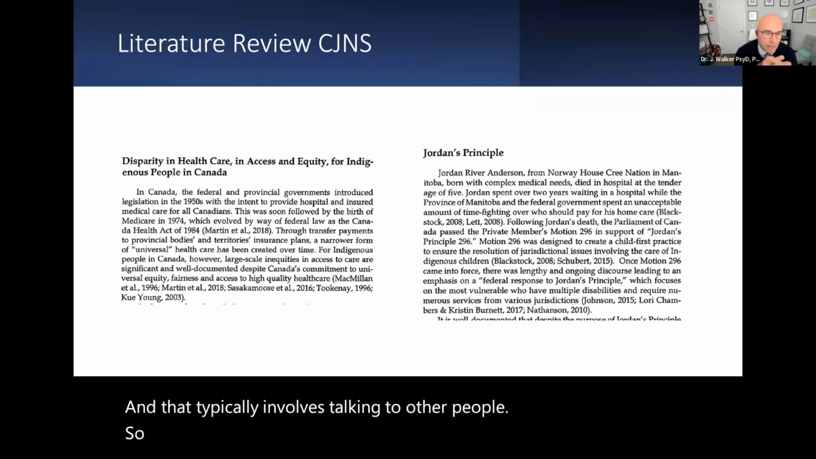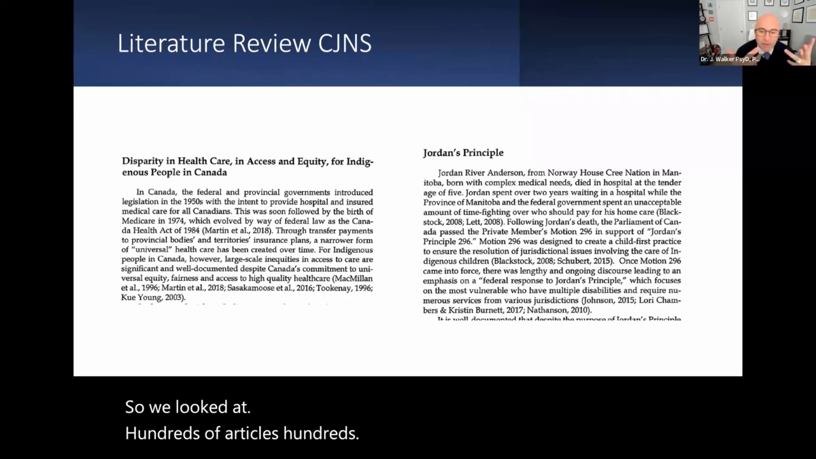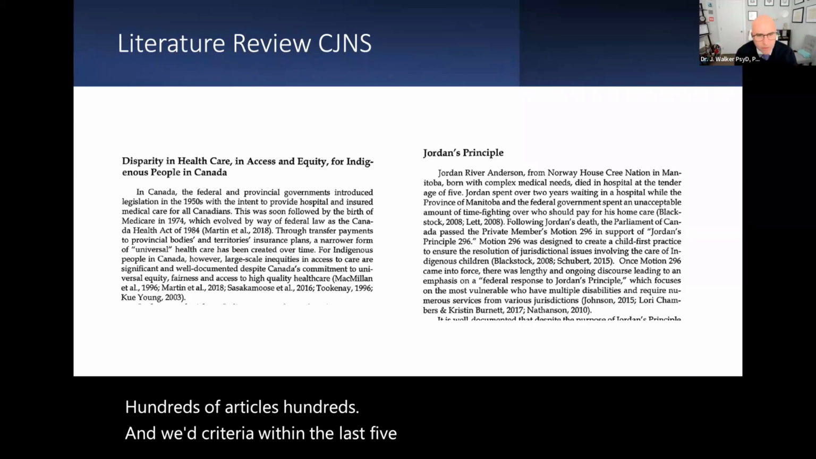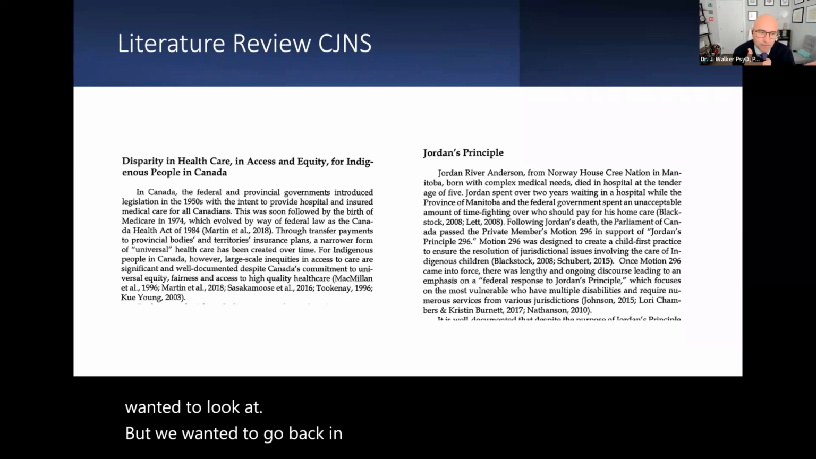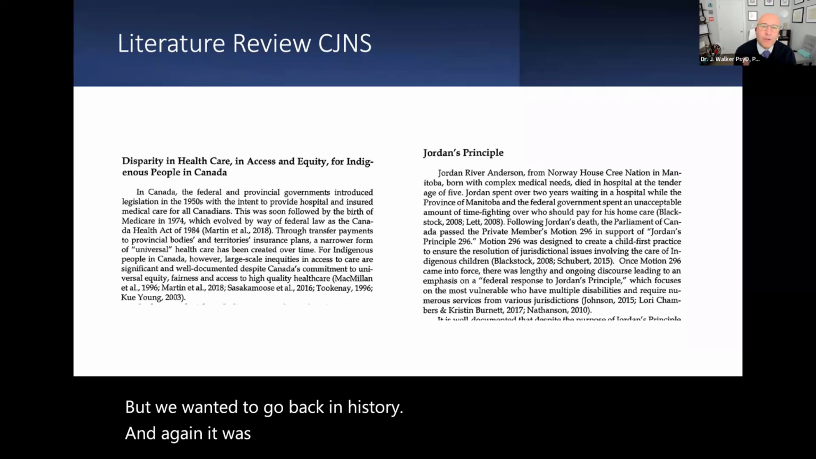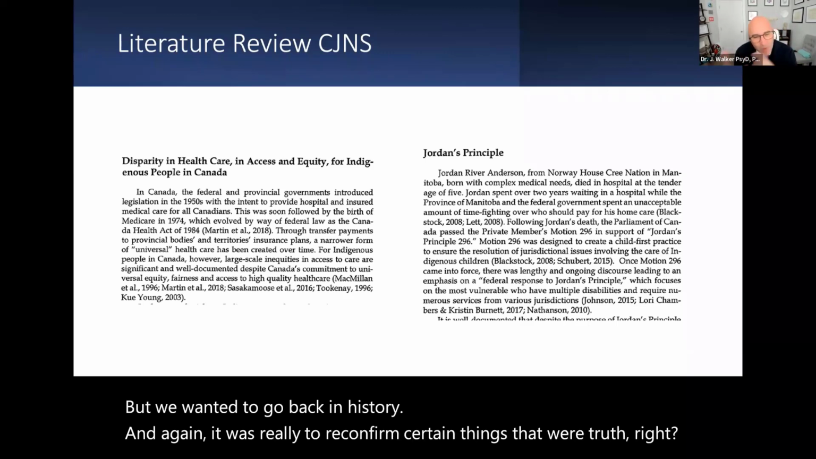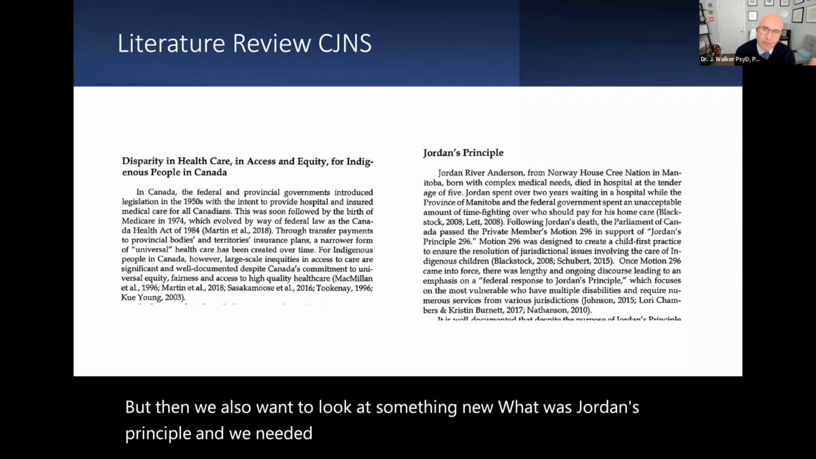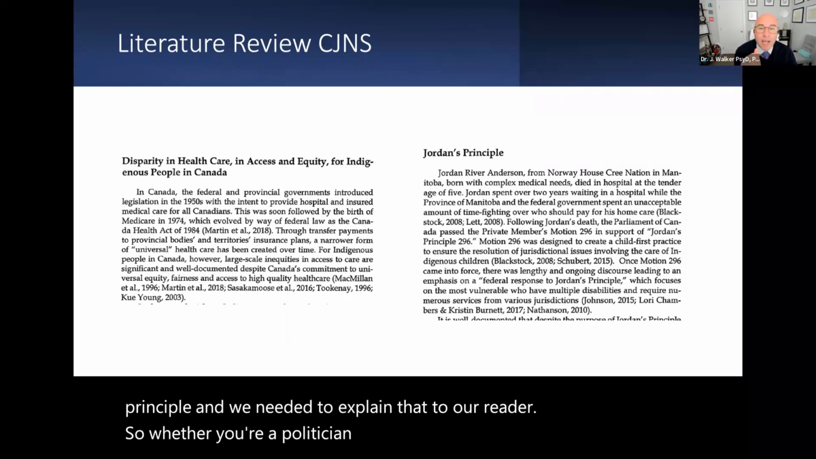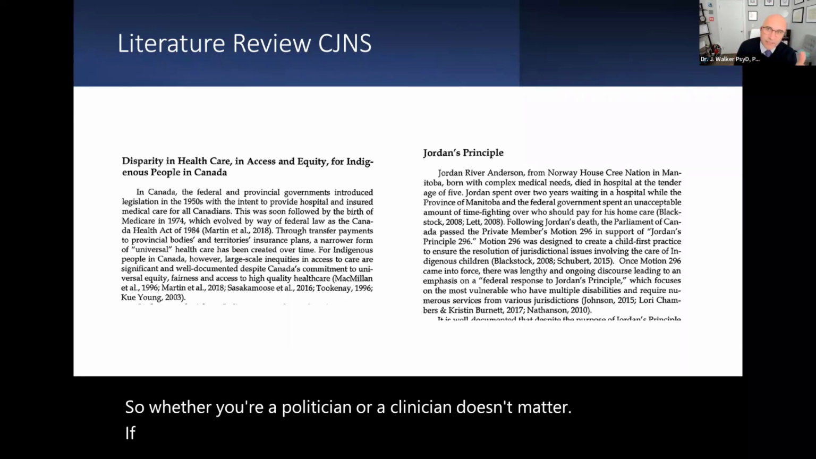So we looked at hundreds of articles, hundreds. And we had criteria within the last 5 years. We had the domains that we wanted to look at. But we wanted to go back in history. And again, it was really to reconfirm certain things that were truth, right? But then we also wanted to look at something new. What was Jordan's principle? And we needed to explain that to our reader. So whether you're a politician or a clinician, doesn't matter. You have the ability to understand in plain, simple language what we're talking about, right?